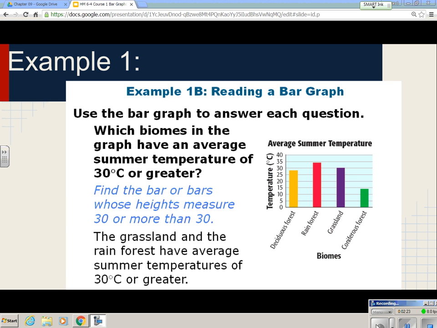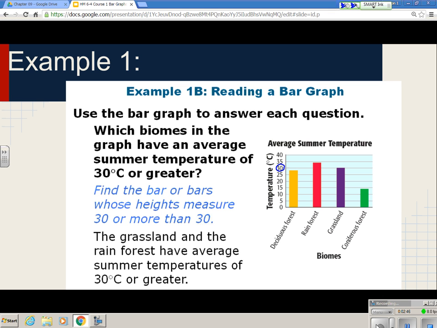All right, let's look at the same bar graph. We're just going to look at a different question. So no, you do not need to write this down. Now the question says, which biomes in the graph have an average summer temperature of 30 degrees Celsius or greater? So here what we're doing is we first have to identify where 30 degrees Celsius is, which is right here. And now we got to look at all the bars that go up from there.